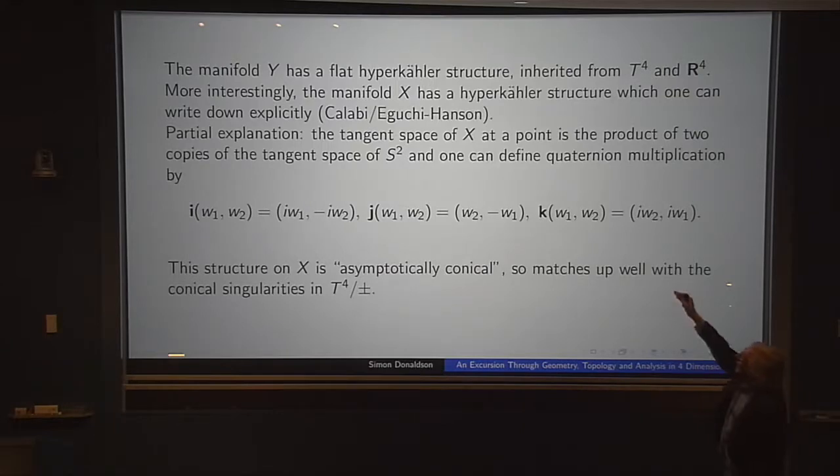So these formulae give a way of multiplying pairs of vectors by quaternions. And that's roughly how this structure on X comes about, but it's a bit more subtle than that, because there are certain scale factors that one can choose, and one has to adjust those by solving an ordinary differential equation to get this very special Hyperkähler structure. But that can be done.